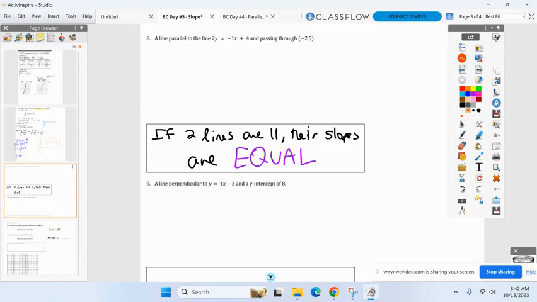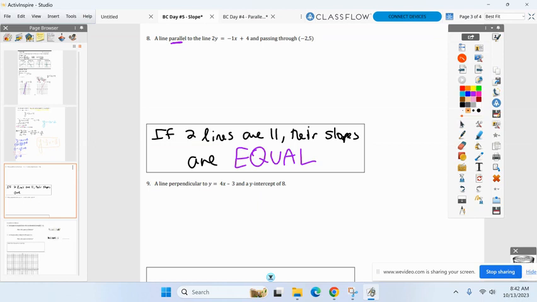Okay, so in this problem here, they're parallel. That means the slopes are going to be the same. Unfortunately, though, anybody going to give me the slope of that line right now? Don't tell me -1. Why not? Well, I can't. You cannot give me the slope of that line.